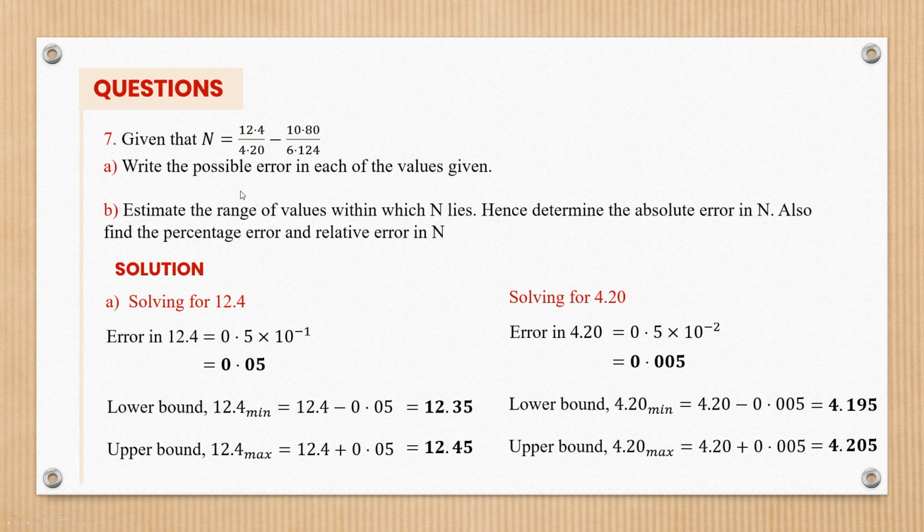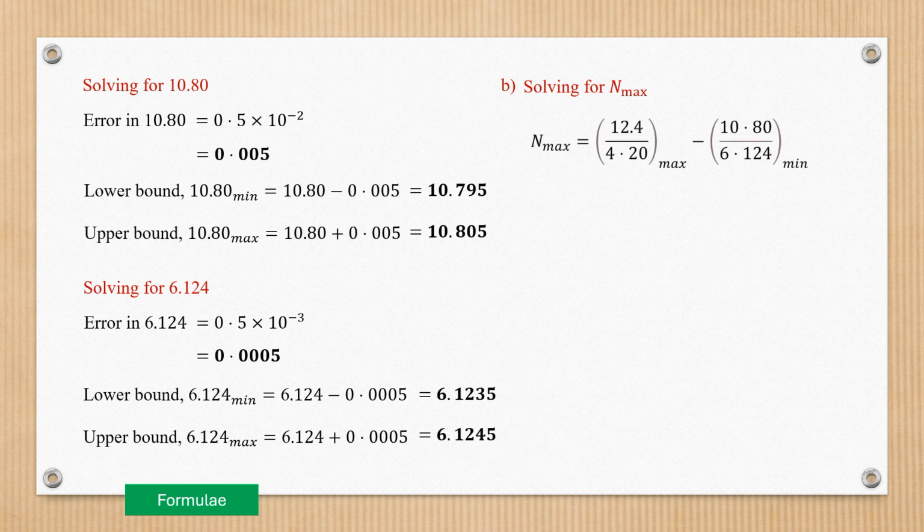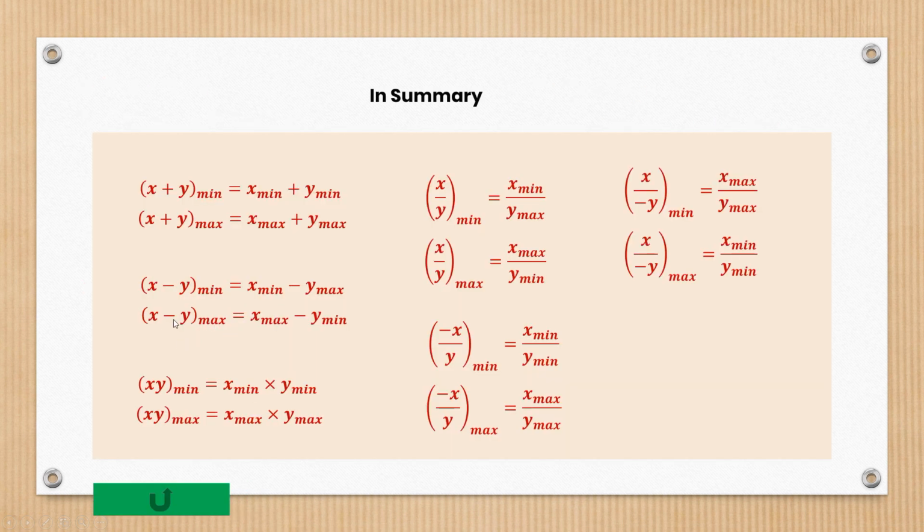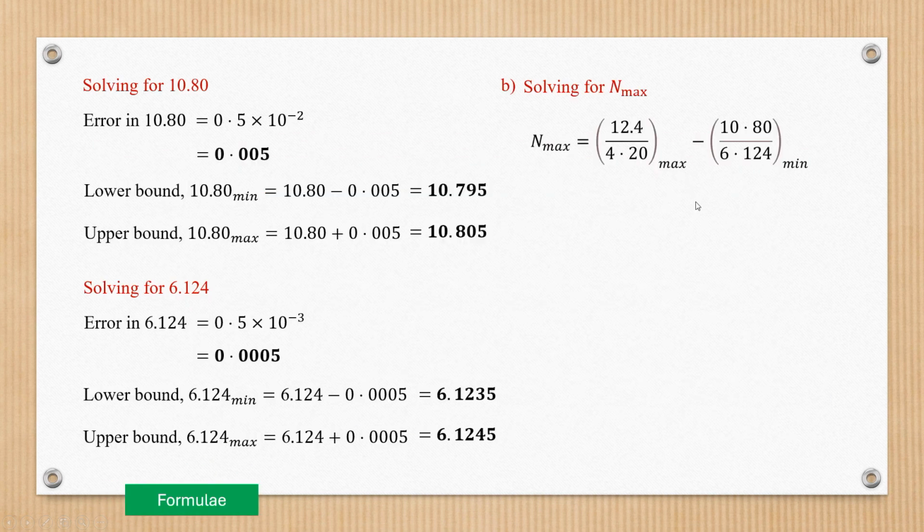The next part had asked us to find an estimate of the range of values within which n lies. So I first have to find n max and then n min, and then I'll find the rest of it. Now to find n max, remember I have 12.4 over 4.0 minus this, so we're looking at subtraction. When finding the maximum in subtraction, I'll have the maximum minus the minimum, and that's what I'm doing right here. Now when I look at this, these are the quotients.